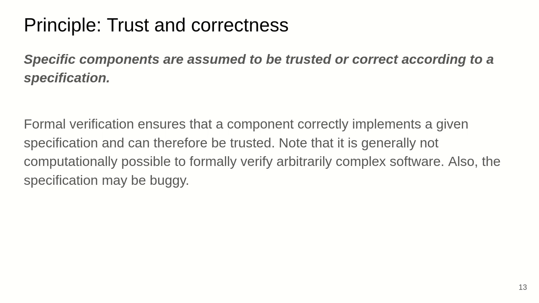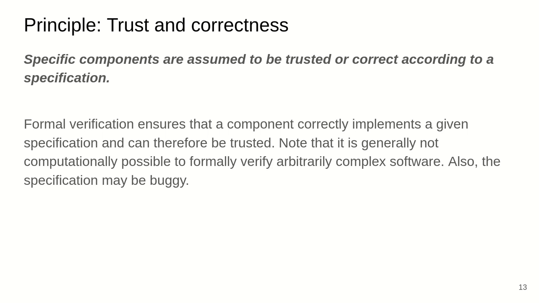So specific components are assumed to be trusted or correct according to specification. For example, as a user-space program, we would trust the operating system to be correct. The operating system would trust the hardware to be correct. On the other hand, we could use formal verification to ensure that a component correctly implements a given specification and can therefore be trusted. Right? So for example, we could have a small privileged component, like an operating system, that is formally verified and can then be guaranteed to be free of any kind of bugs, according to the specification, of course.